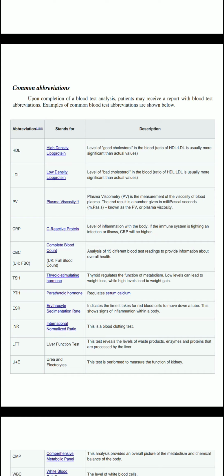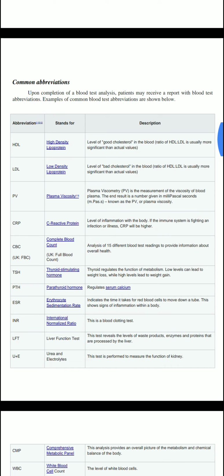Now next term is CBC. In UK it is also denoted as FBC. FBC means the full blood count, and here in India we know it as complete blood count. Analysis of 15 different blood test readings to provide information about overall health is done in CBC.